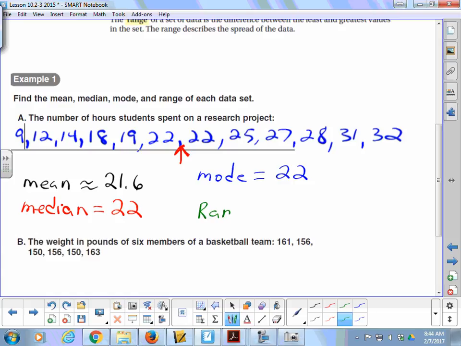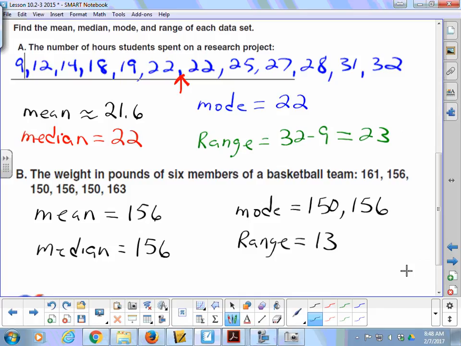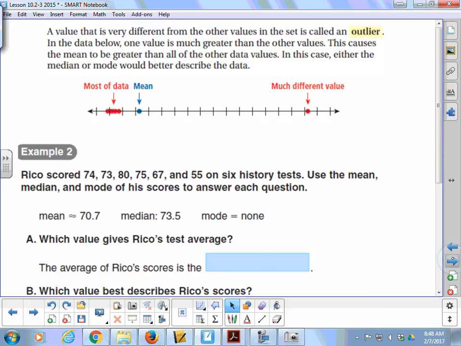And the range is 32 minus 9, which is 23. The greatest number minus the smallest number. One thing I always remember is that the range is a single number. Sometimes people say, oh, it's from 150 to 163. No, it's not. It is actually the number you get when you subtract them. So don't forget that. All right.